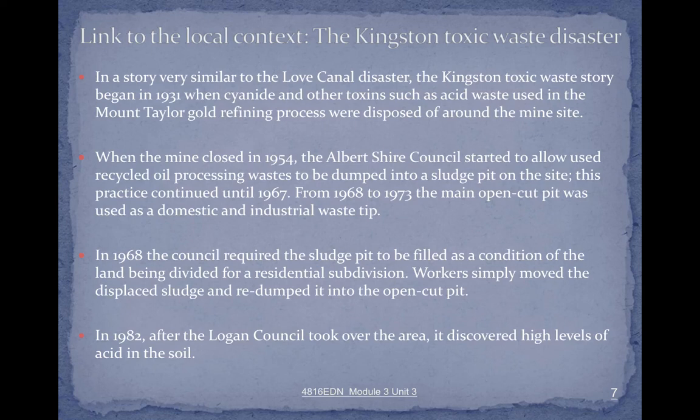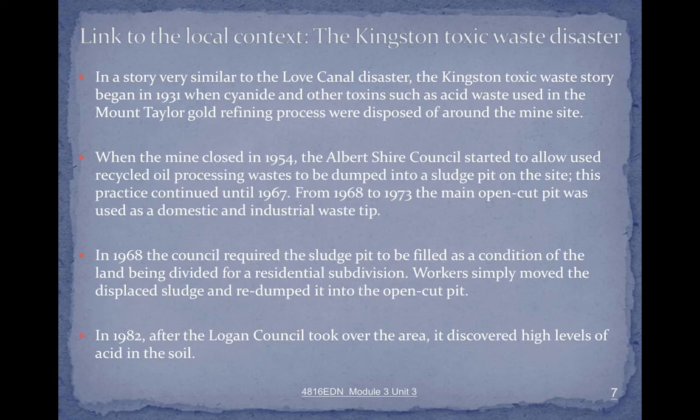So it's a very similar story to the Love Canal disaster. The Kingston toxic waste story began in 1931 when cyanide and other toxins such as acid waste used in the Mount Taylor gold refining process were disposed of around the mine site. So basically this mine site was in the Queens Road area. So if anyone knows the area well, it used to have the old Jack the Slasher and the Red Rooster, which I think is still there, area.